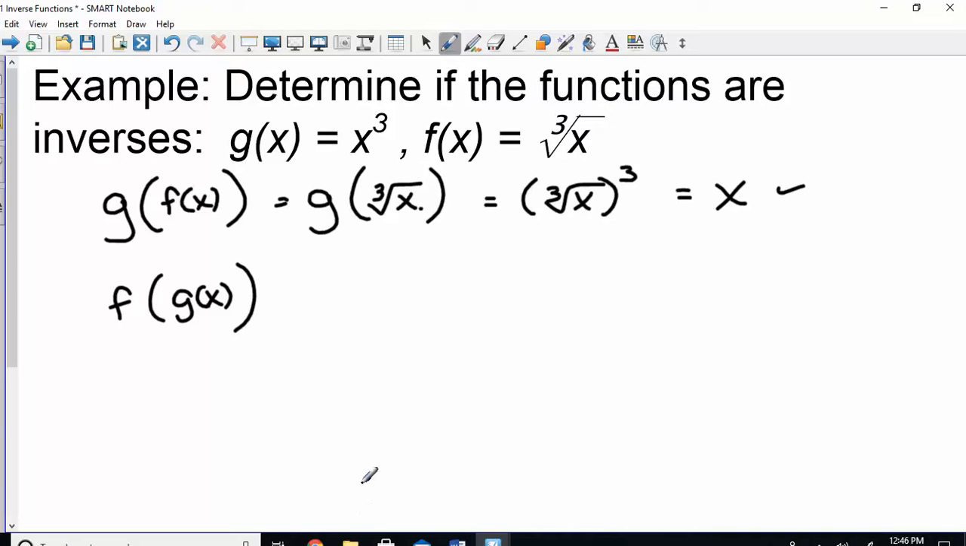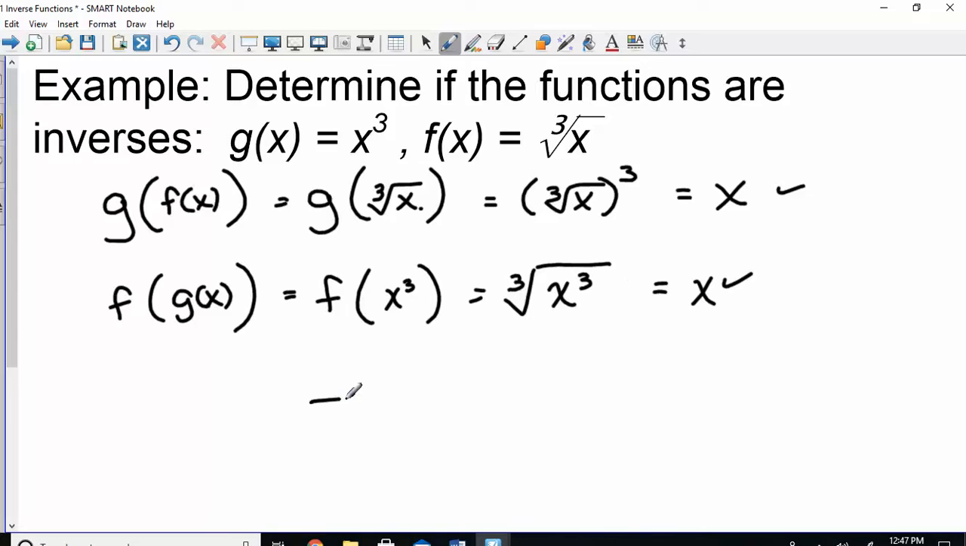We can't stop there. It is possible for one of them to equal x and the other one not. So we do have to check the other way. So if I did F composed with G, so that's F of x cubed. If I plug x cubed in here, I get the cube root of x cubed, which is x. So those are both x. That means these are inverses.